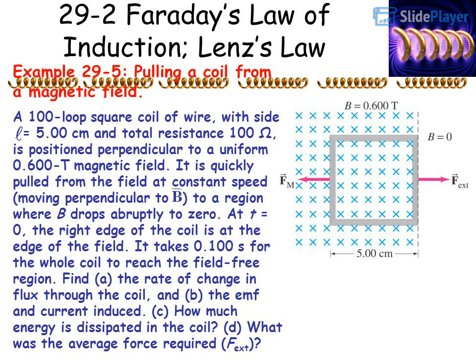Solution, A. The flux goes from BA to 0 in 0.100 s, so ΔΦB/Δt equals BA/Δt equals minus 1.50 by 10^-2 Webers per second. B. The EMF is NΔΦB/Δt equals 1.50 V. The current is EMF/R equals 15.0 milliamperes. C. E equals Pt equals I²Rt equals 2.25 by 10^-3 J. D. F equals W/d equals 0.0450 N.